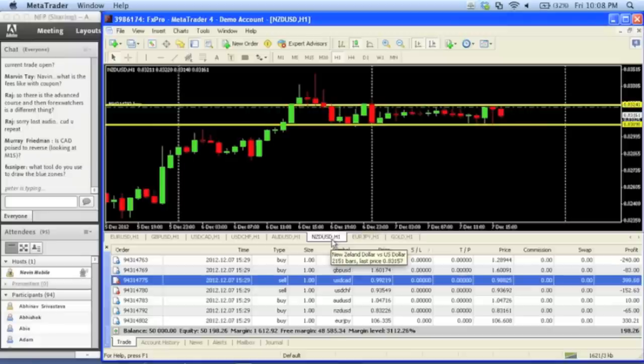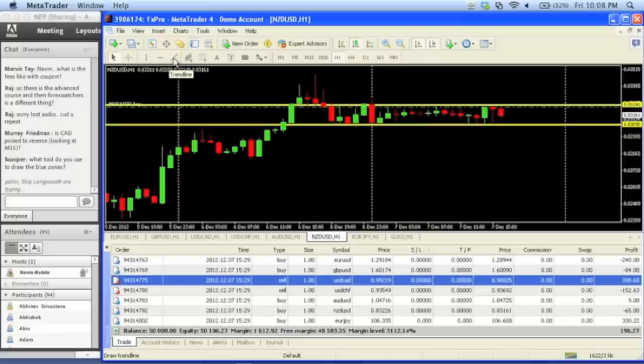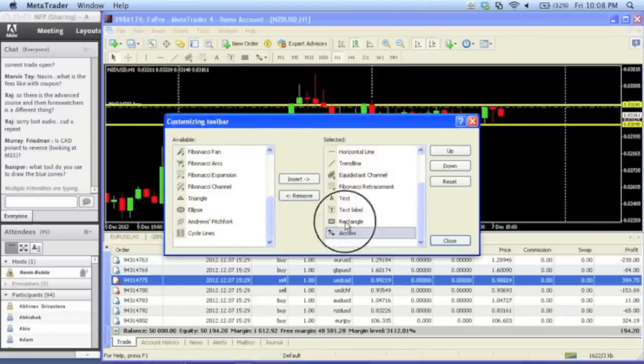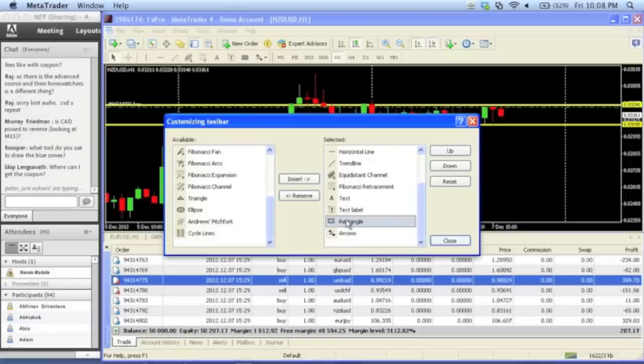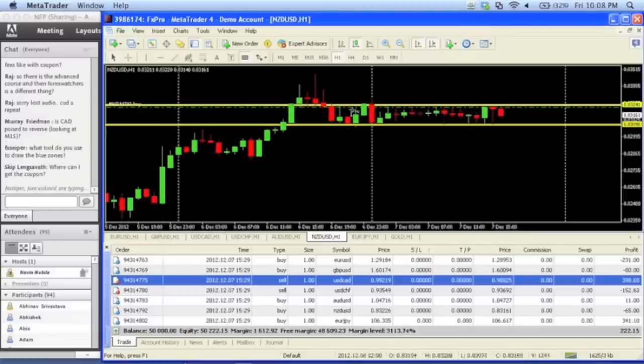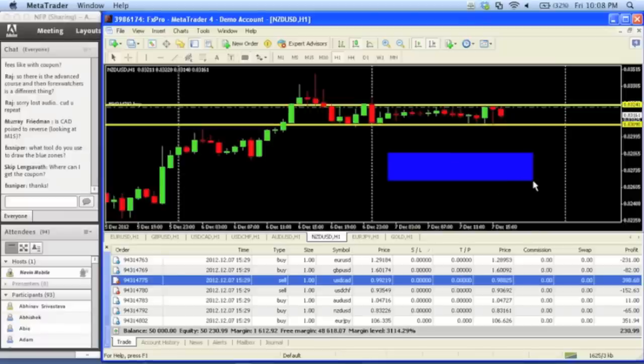FX Sniper, what tool do you use to draw the blue zone? Wherever you have your arrows and lines, right click in this area, click customize, and if you go down, you will see this rectangle icon. Just click insert and the rectangle comes in. Then you have it right here. You just click the rectangle and simply draw it.